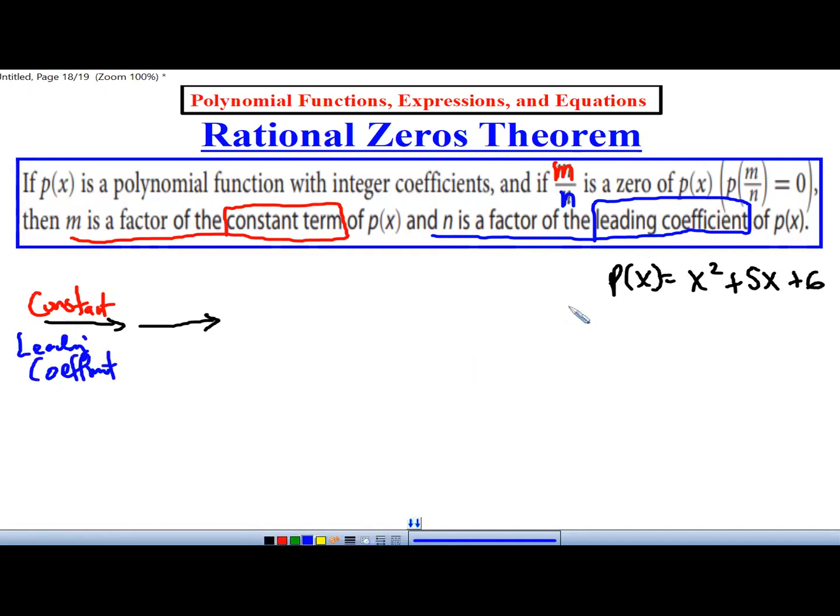Okay, so looking at this polynomial here, what number would I write on top, Hayden? 6, that is correct, because 6 is our constant, the number without a variable. What is our leading coefficient, Mia? The 1. 1, that is correct. It's an invisible 1. There it is. So now that we have a fraction, this 6 over 1 is 6. Copy that, please.